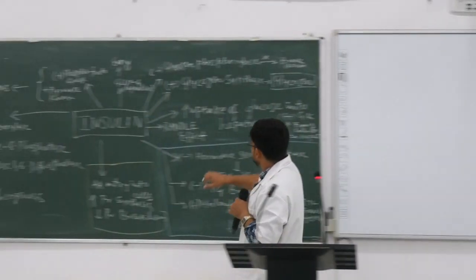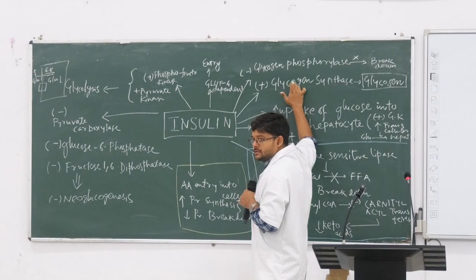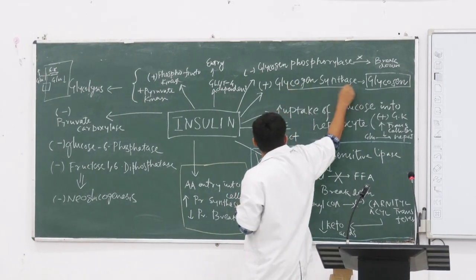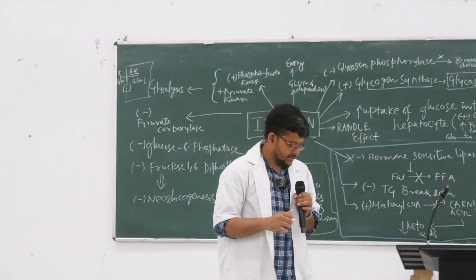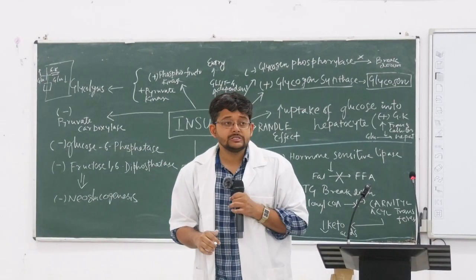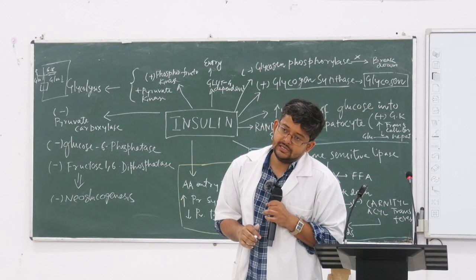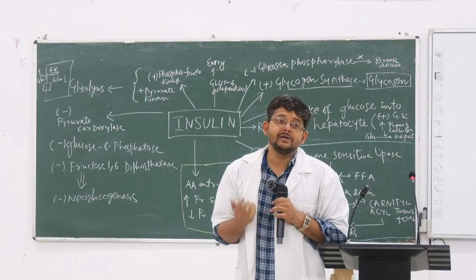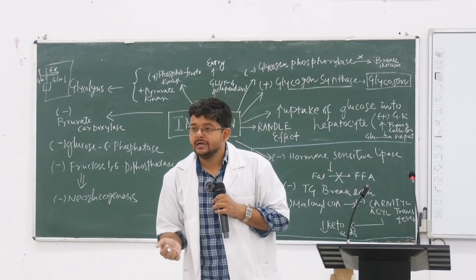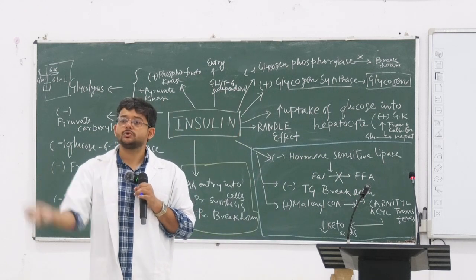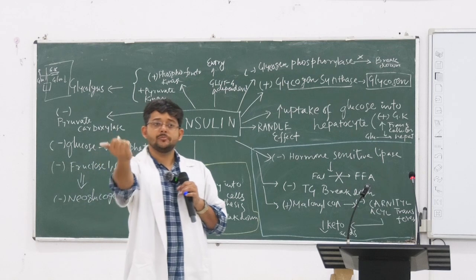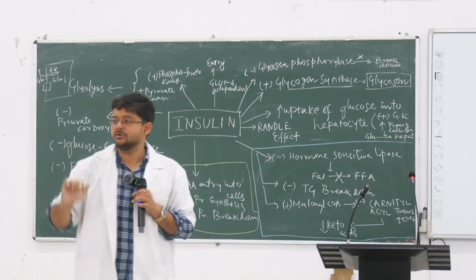Third point here, this one. What is this? Glycogen synthase. So what is happening? Insulin stimulates glycogen synthesis. So what will happen? Glycogen synthesis will go up. Muscle glycogen and liver glycogen both will go up. So the storage form of glucose is glycogen.